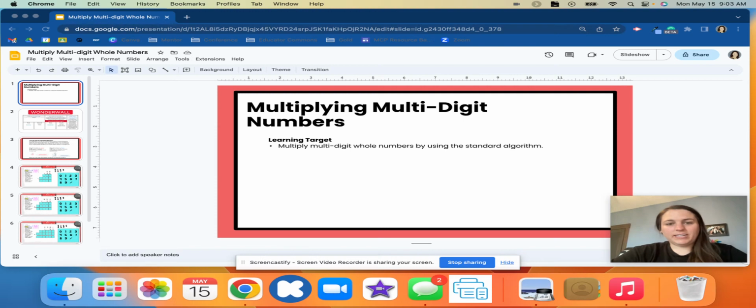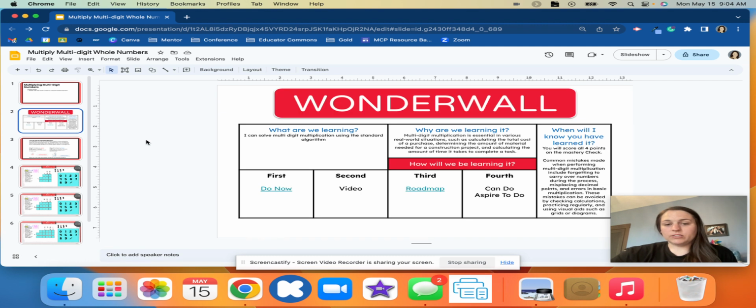Today, we're going to be learning how to multiply using multi-digit numbers. And so, our learning target is to use those multi-digit numbers, and we're going to be using the standard algorithm to multiply. For today, our focus again is using those multi-digit numbers to multiply using that standard algorithm.